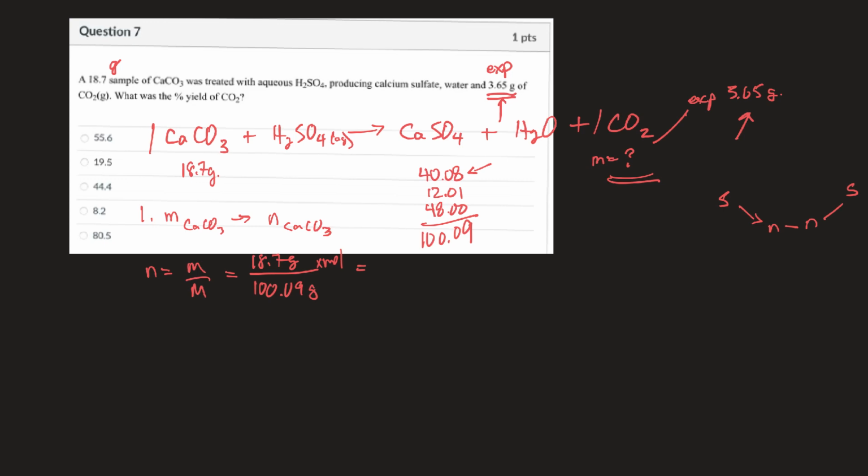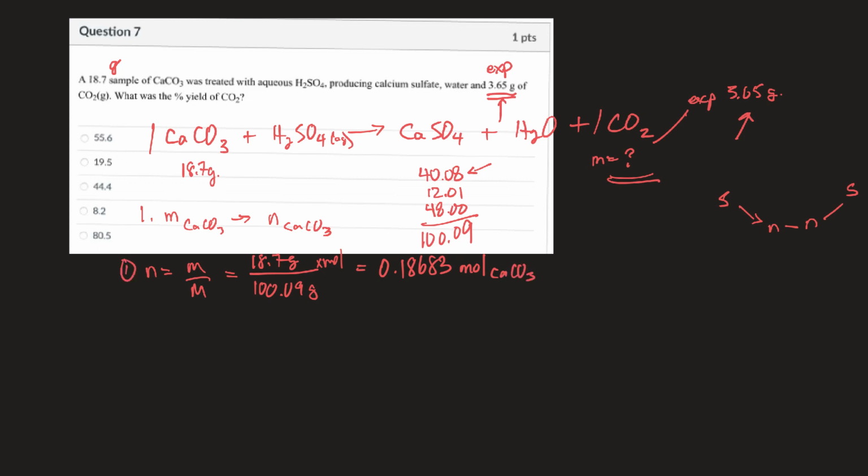Okay, so if I divide those two, get my calculator. So I've got 18.7 divided by 100.09. So I get 0.18683, etc. moles of calcium carbonate.